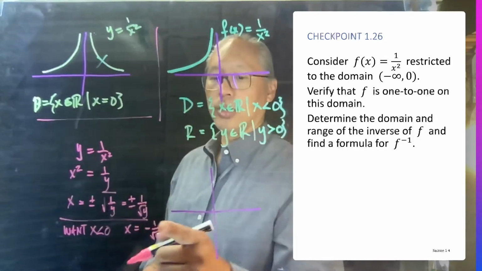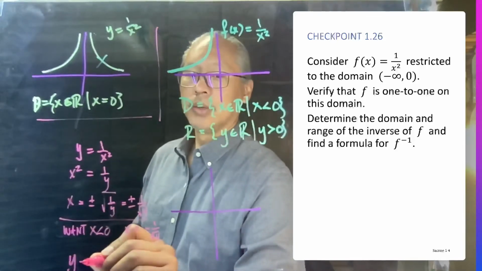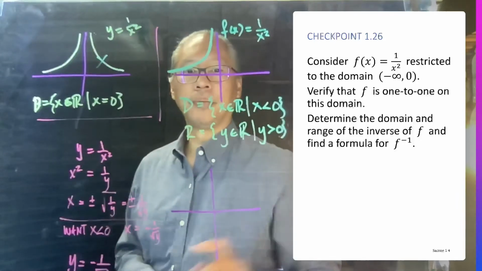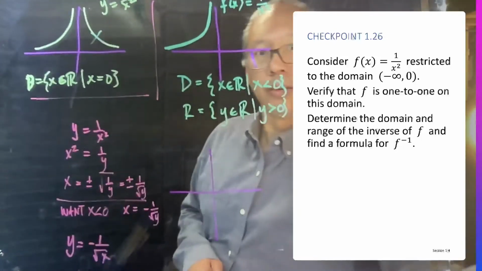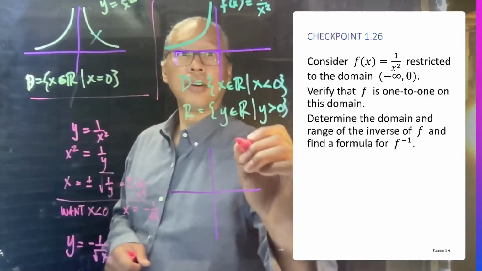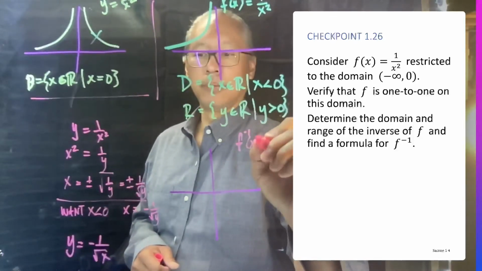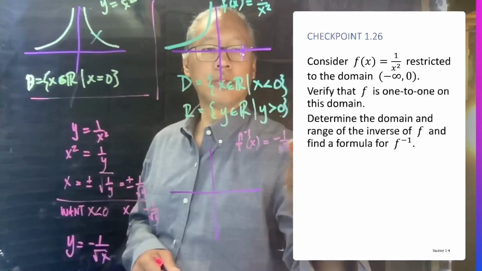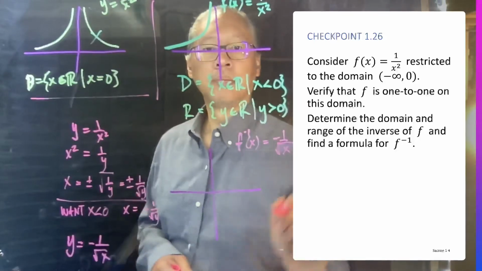And now, so that's step 1. Step 2 is we'll switch the x and the y. And when we switch the x and the y, we'll get y is equal to negative 1 over the square root of x. Oops, can't see that anymore. Let's just do a shift, and then we will see that our function, we'll call it f inverse, is going to be negative 1 over the square root of x.